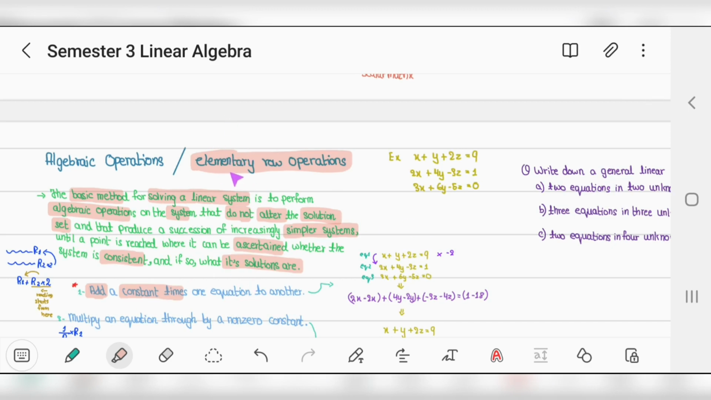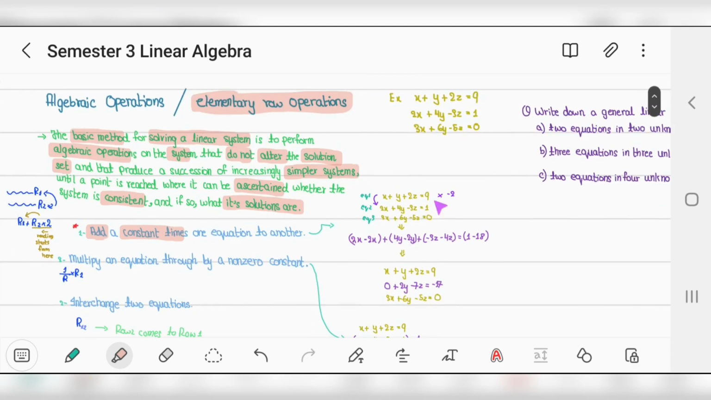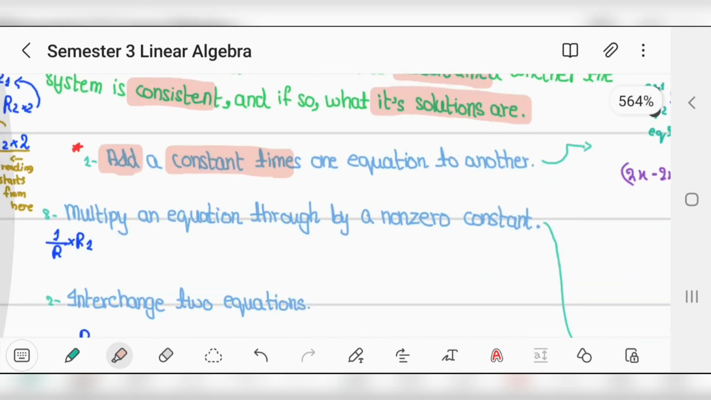Supposing that I take columns, then I can add a constant times one column to another column. I can do it in the form of rows, I can do it in the form of columns. It's your choice, but most of the time we do it in row form, since we are dealing with equations, but it doesn't matter.